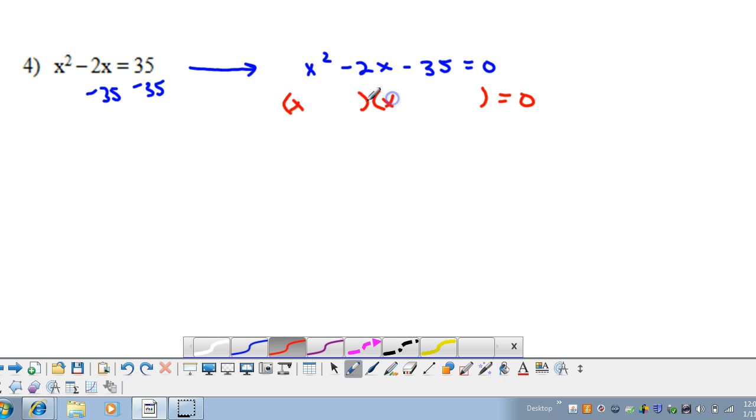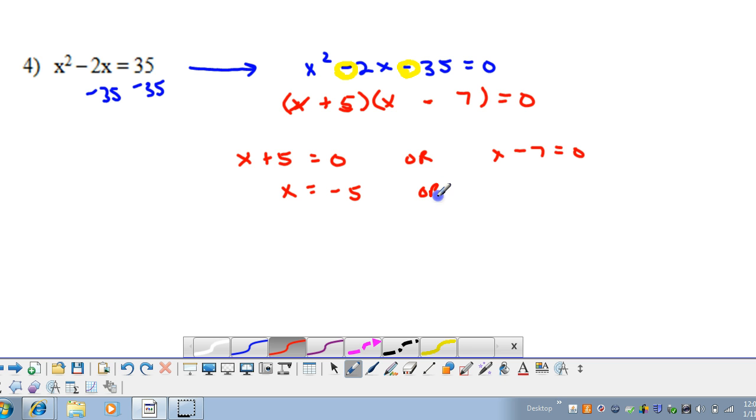x times x would give us x squared, and then we're looking for factors of 35 that differ by 2. So factors of 35 would be 7 and 5. Those factors differ by 2. Notice it's a negative 2x, so we want the negative to go with the 7, the positive to go with the 5. And so based on our factors, either x plus 5 must equal 0 or x minus 7 must equal 0. That would mean x is negative 5 or x is positive 7.